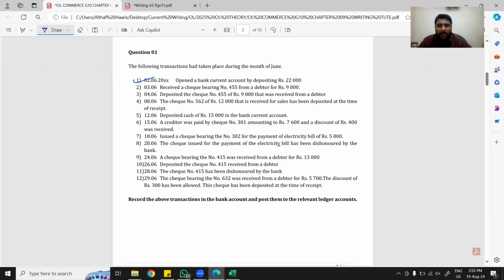Next one. Received check bearing number 455 from a debtor for 9,000. Listen carefully. Very, very important note I am giving. Once we receive a check, we will put it inside our locker, or we will put it to the bank. Now, one person is coming and giving me a check. Will I put it in my locker, or at that time itself will I quickly go and deposit it in the bank? What will I do?